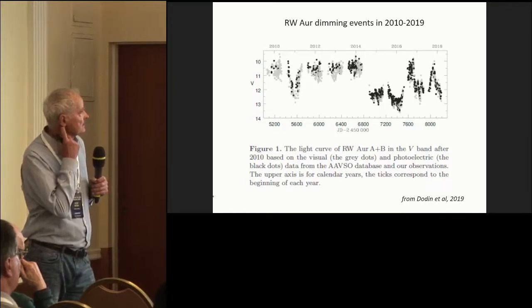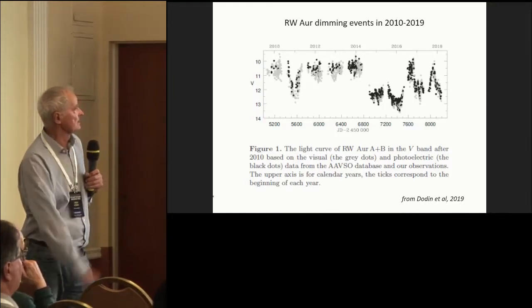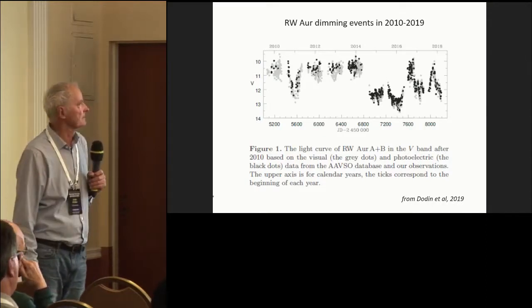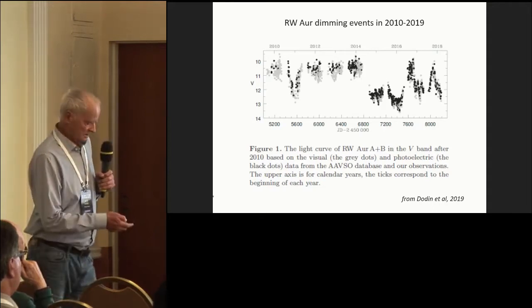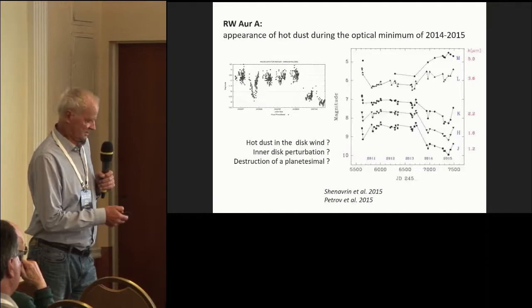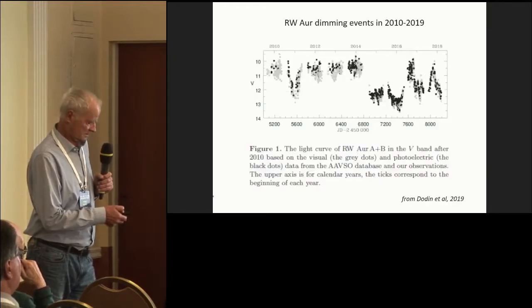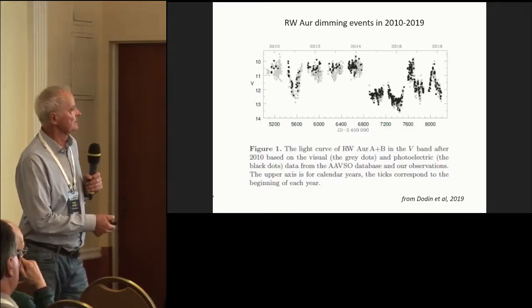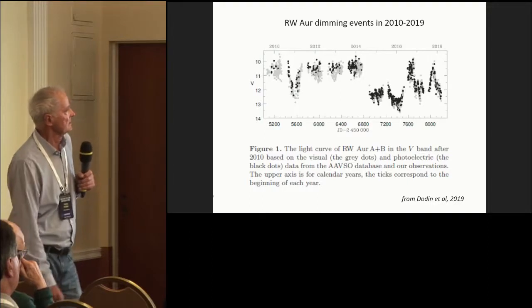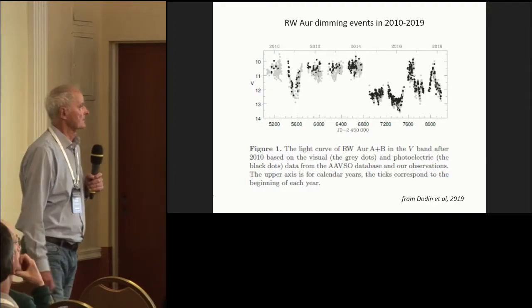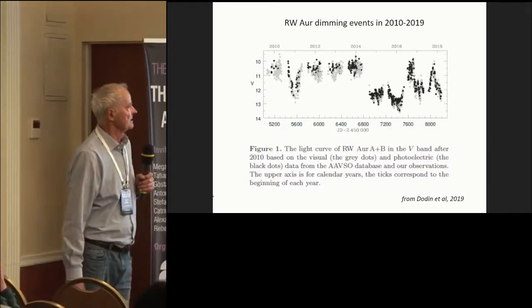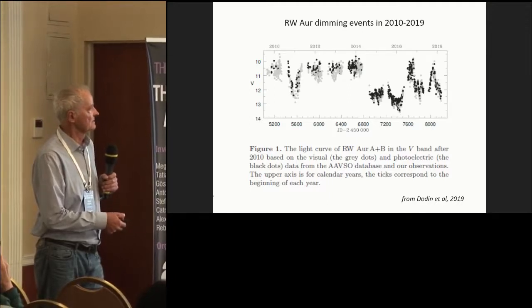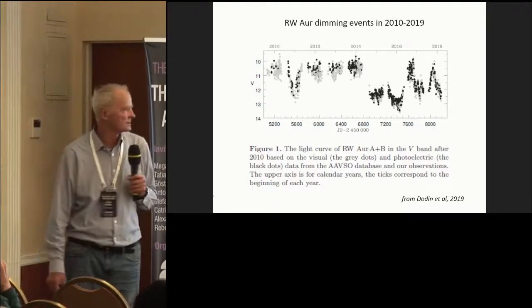Another well-studied dimming star is RW Aurigae. It's well studied just because it's bright enough. It also shows a dimming event at about 2011, and then it was repeated several times, and up to now the star shows this kind of variability. The amplitude is quite large. There is no periodicity in the repeating of these dimming events. Each one may last for about 1 year or so.